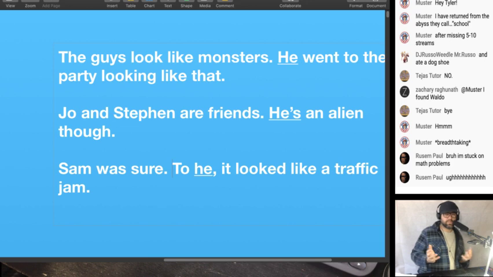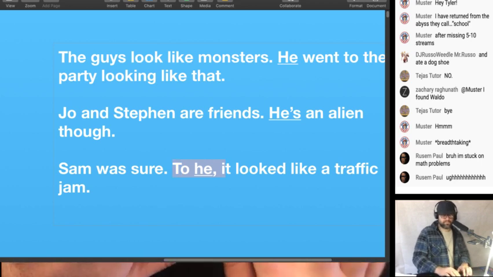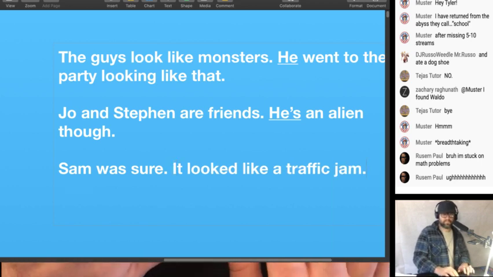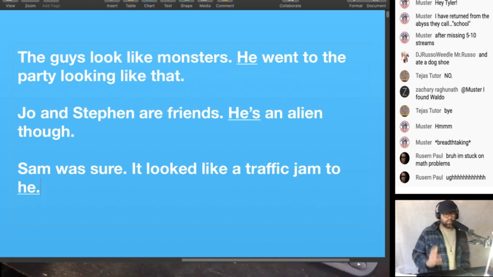So what's the problem with this one? The problem with this one is object versus subject, right? The he is not doing the verb. It looked is the sentence, right? So I really could rewrite this if I wanted to, like this, just to make it even more clear. So now it's even more clear what it is because this he is the object of the sentence.